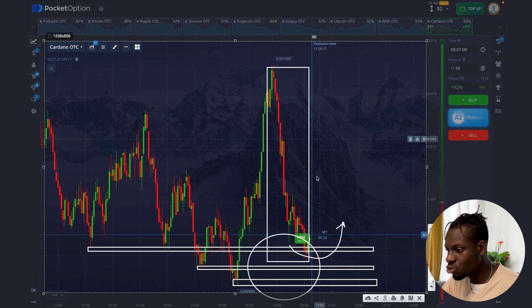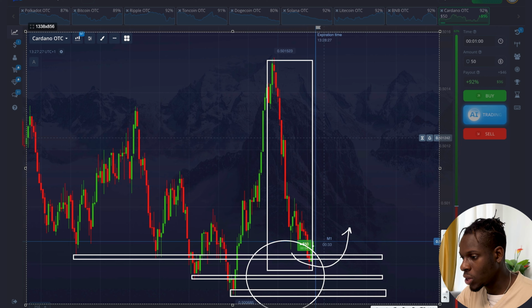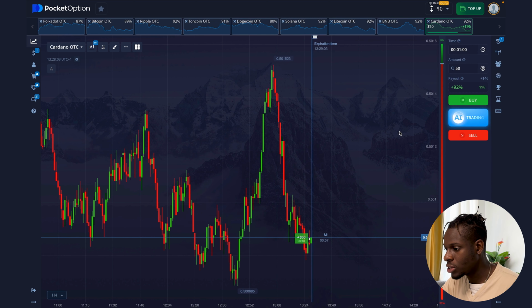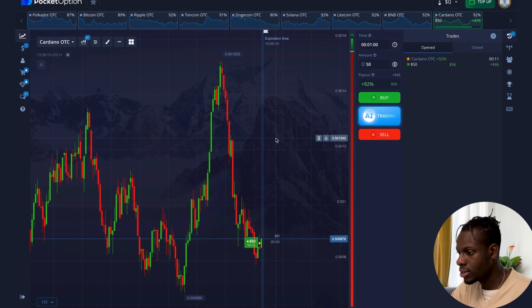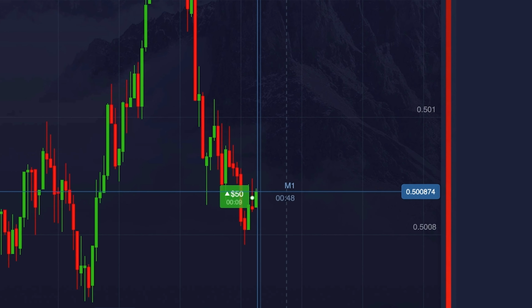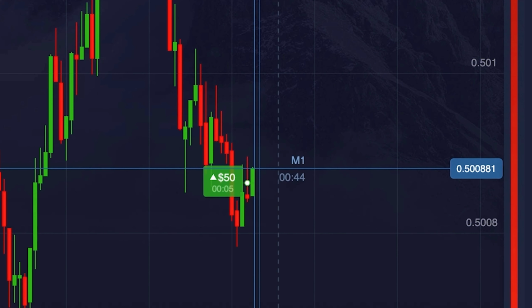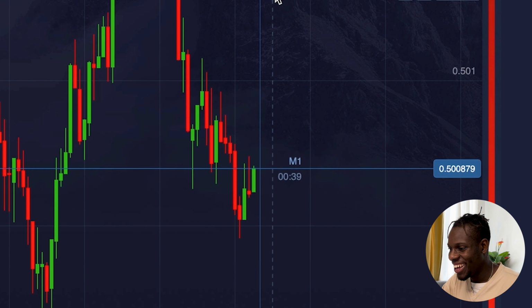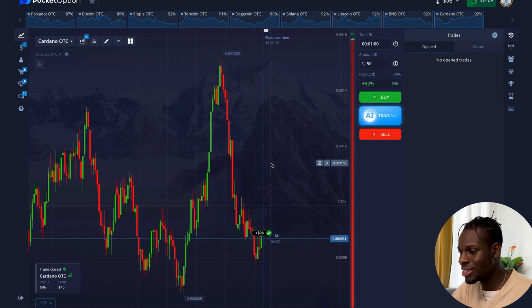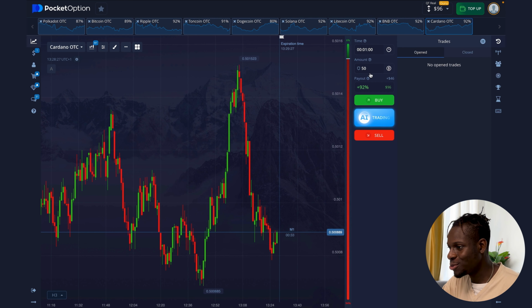Also, we can see this strong down impulse move. And usually after a move like this, we can expect price to make a pullback. So that's the reason why I took this trade for a buy. Let's see how it plays out, guys. A couple of seconds till it ends. Come on. This is really tight. Okay, guys. So the first deal closes in plus. The price was dangling right around our entry point.